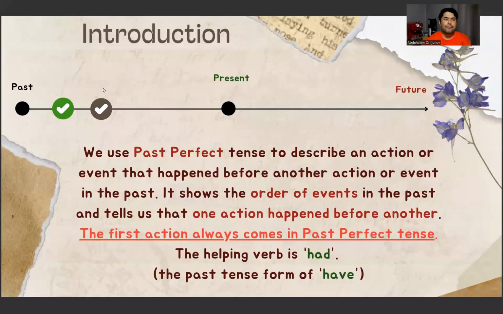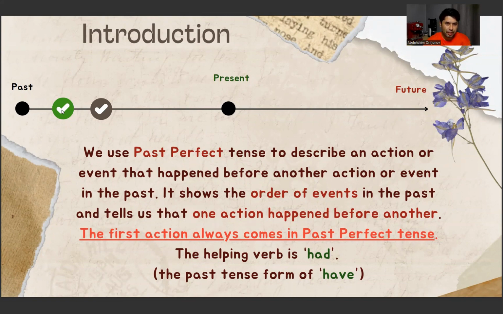Well, introduction. This is the timeline as usual: past time, present time, and future time. Today we will talk about these two actions. We use past perfect tense to describe an action or event that happened before another action. An action before another action. It shows the order of events in the past and tells us that one action happened before another.